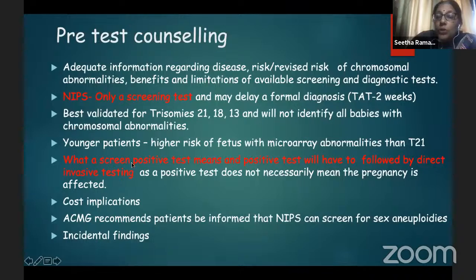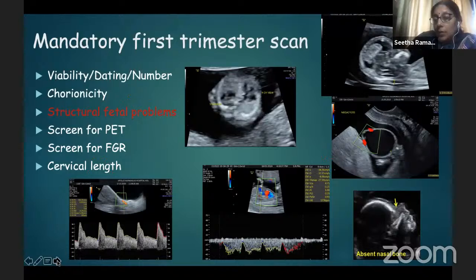And of course, important to remember that the younger patients who come up with these results have a higher risk of fetuses with micro abnormalities than 21. So again, we have to think beyond trisomies. And a positive test will have to be followed by a direct invasive test, because it is a screening test, and a positive test does not necessarily mean that the pregnancy is affected. Sadly, we still see patients who terminate on the basis of an NIPT wrongly done, and a normal pregnancy is lost there. And of course, you can have incidental findings on this NIPS, which have to be counseled equally.